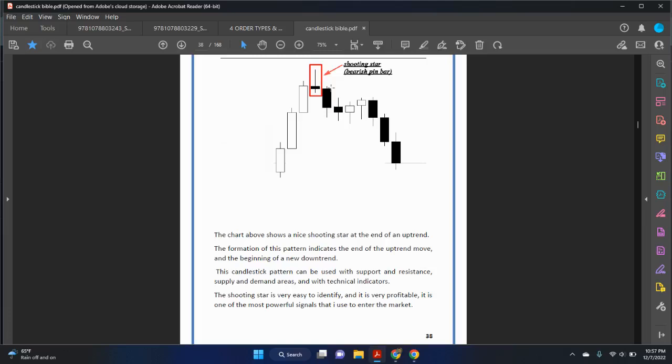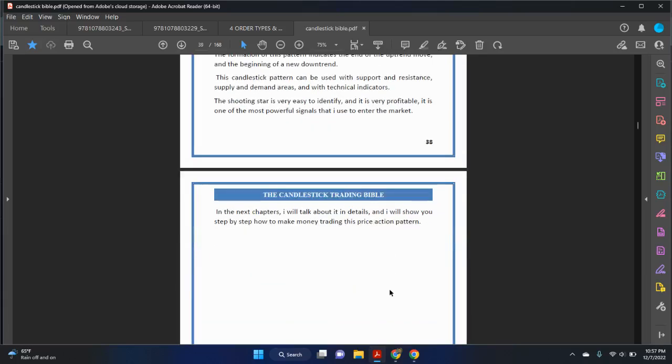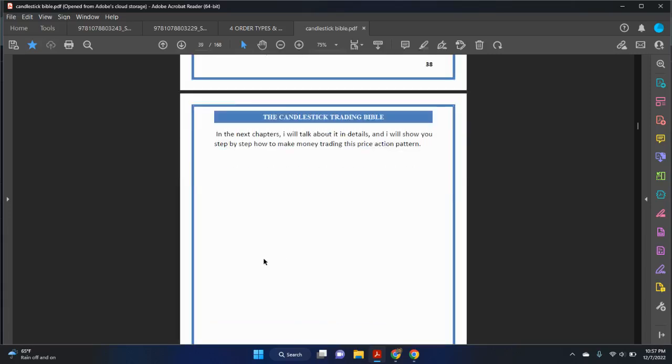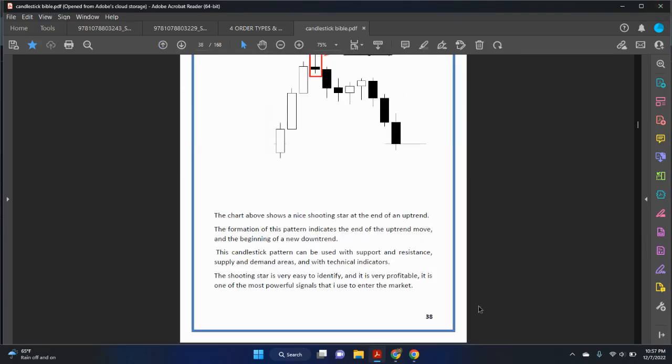The shooting star is very easy to identify, and it is very profitable. It is one of the most powerful signals that I use to enter the market. In our next chapters, I will talk about it in detail, and I will show you step by step how to make money trading this price action candle. Ooh, don't you want to know?